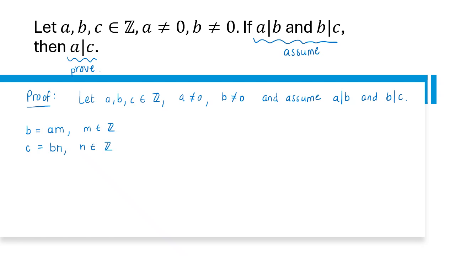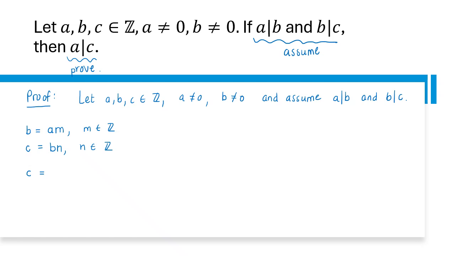The second one says B is a factor of C. And now we would like to see, can we describe C as a product? What would we like to prove? Let's just go back to that. We would like to write C as a product of integers where A is one of the factors. Let's see if we can do that using our assumption.